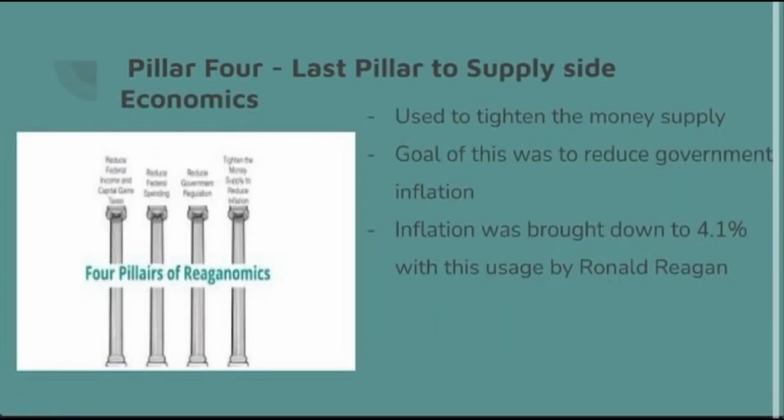The fourth pillar of Reaganomics was used to tighten money supply. By doing this, President Reagan could hopefully reduce government inflation. By doing this, more money is used in taxes, which could have been harmful to the economy, but did help inflation because the government was spending less money and paying down the debt caused by inflation. As you can see, the 4 pillars of Reaganomics.